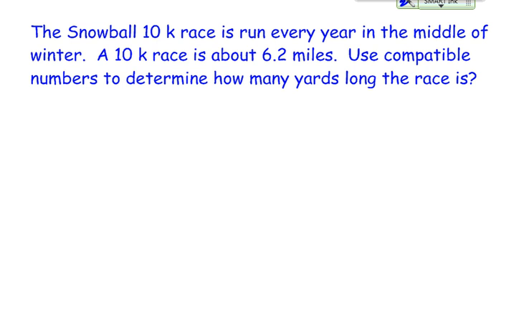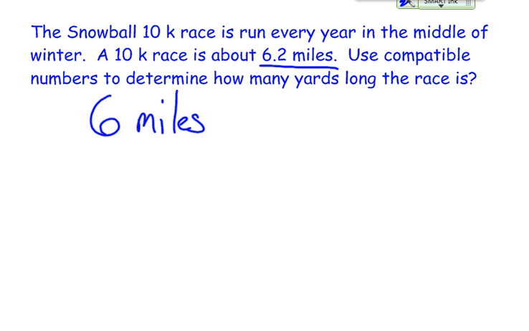Now, since we have all this information, we can use it to help us solve some problems. It says the Snowball 10K race, that's the name of a race, is run every year in the middle of winter. A 10K race is about 6.2 miles. It says use compatible numbers to determine how many yards long the race is. All right. So compatible numbers, right? A number that is reasonable. Right? So if I'm looking at this distance, 6.2, I could probably take that down to 6 miles.